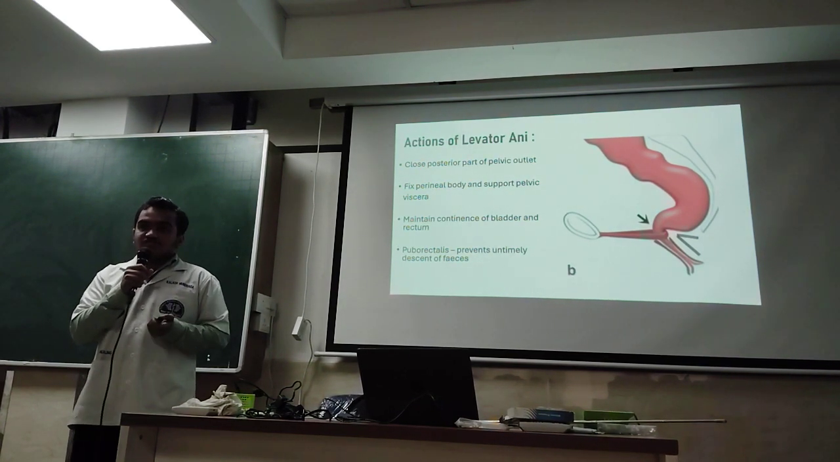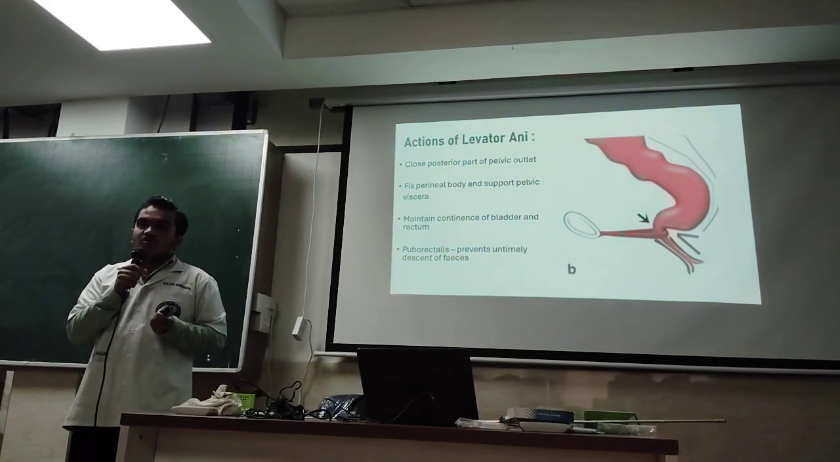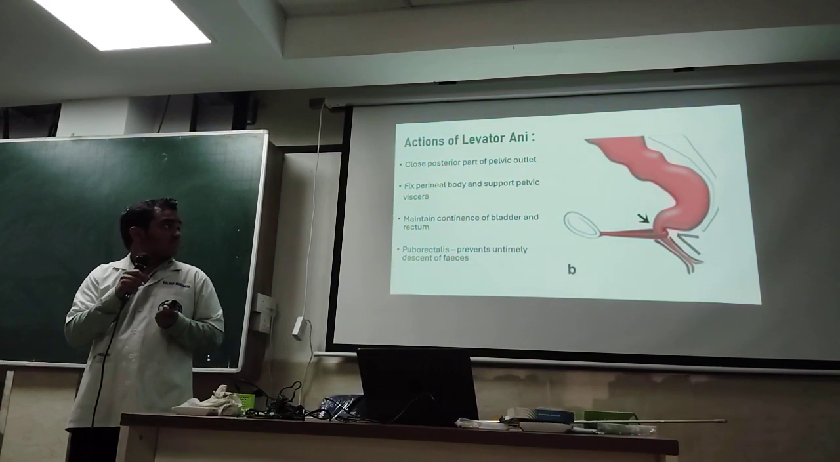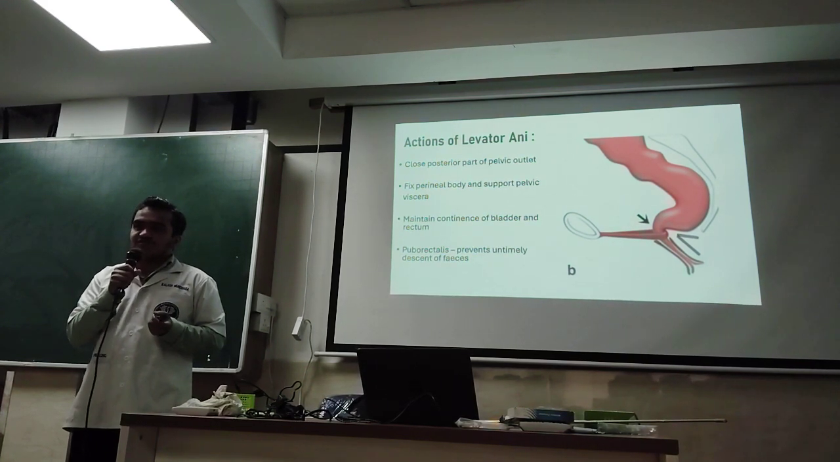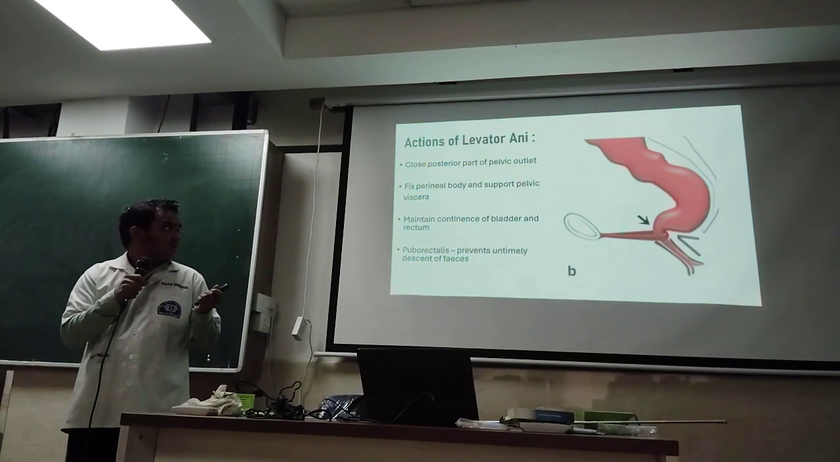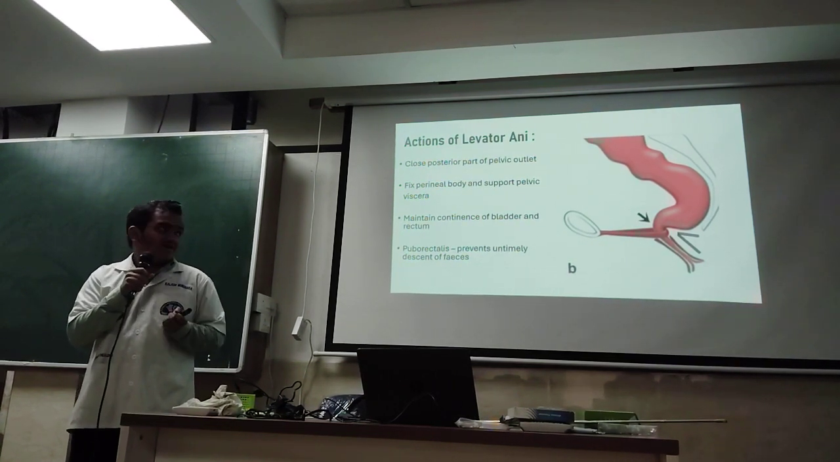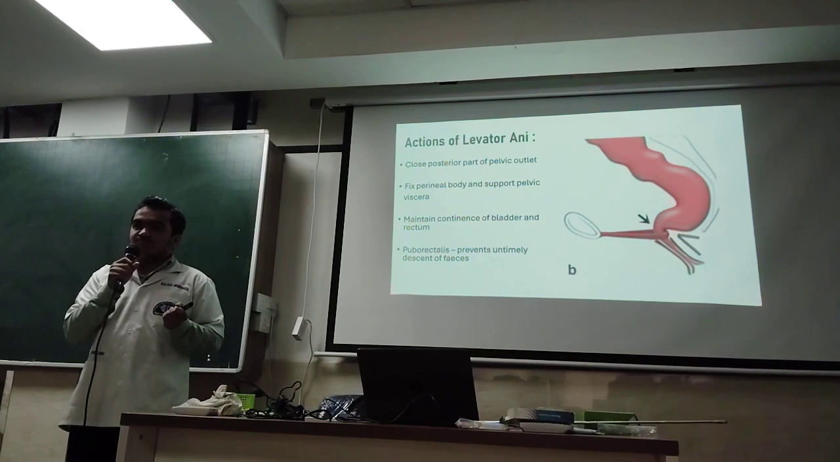Now talking about the actions of the levator ani, it forms the posterior part of the pelvic outlet, and it also fixes the perineal body and supports the pelvic viscera, as already described earlier, that it forms one of the supports of the uterus. It maintains the continence of the bladder and rectum, and this function is mainly performed by the muscle puborectalis.